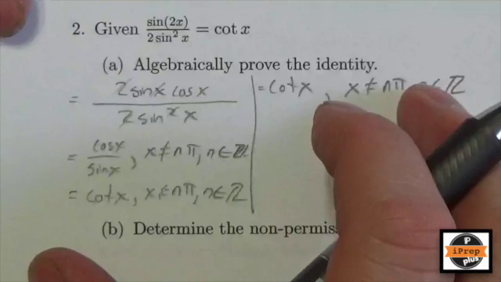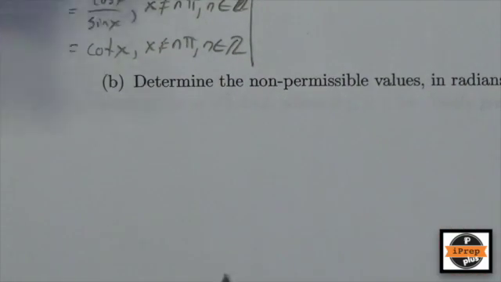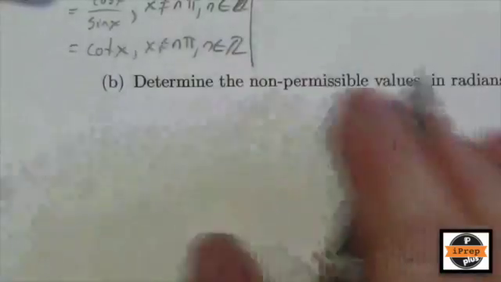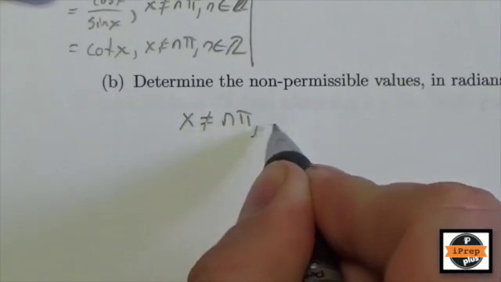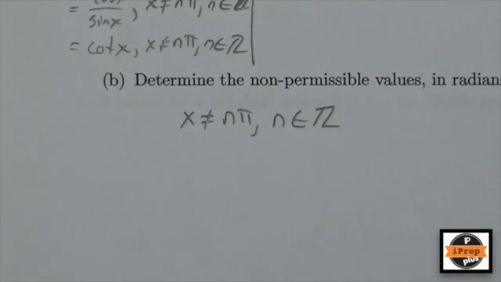That is an identity. It is the same for all values. It's even undefined at the same values here. And we've already addressed what the non-permissibles are here. We know that x cannot equal multiples of pi. Okay, that's where the denominator goes to 0. That's where the expressions become undefined.